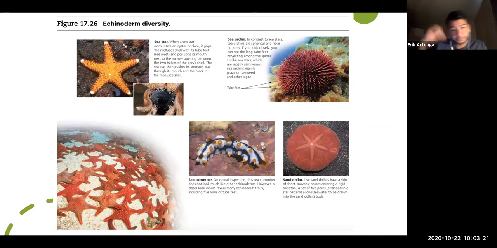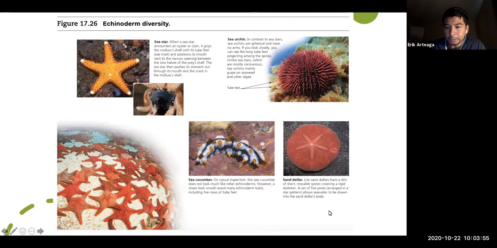All right, sea cucumber. On casual inspection, the sea cucumber does not look much like other echinoderms. However, a closer look would reveal many echinoderm traits, including 5 rows of tube feet. So these little projections coming off the body are tube feet. And if you ever felt a sea cucumber, you can feel the internal skeleton, the endoskeleton, right? If you push on that sea cucumber, you can feel there's a bony, almost hard interior to that organism.